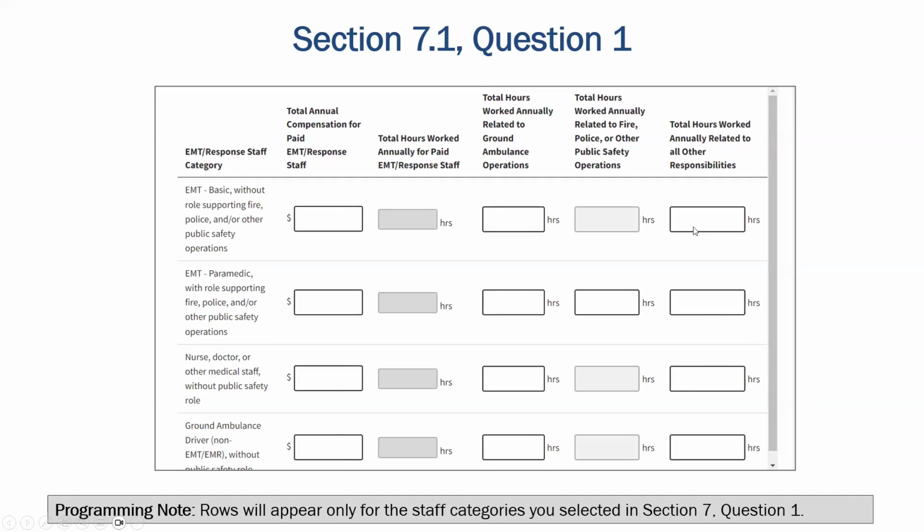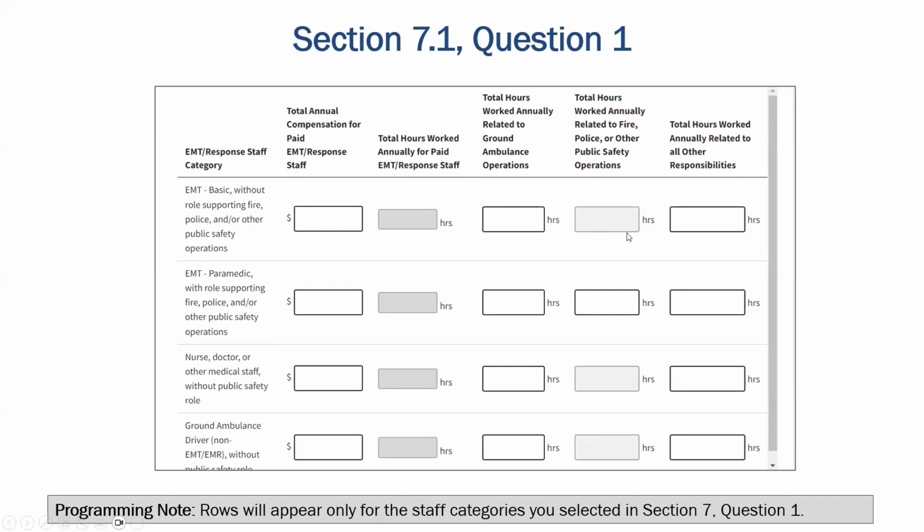I said you'll never report on individual staff, but it is important to know that if there's just one staff member in a category, then you actually will. But that's just by virtue of there being only one staff member that you assign to that category.